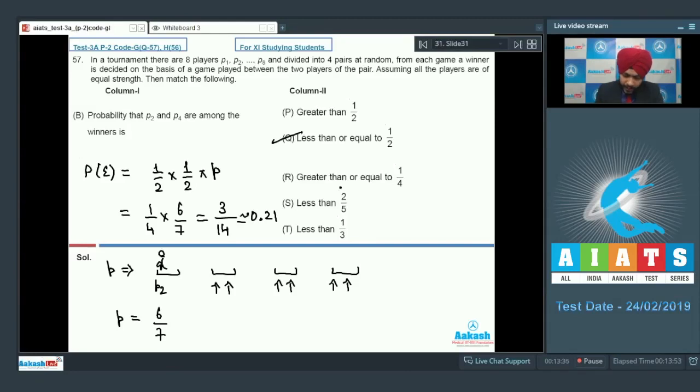P is wrong, Q is correct, R is wrong, S is correct, T is correct. So B matches with Q, S and T. Okay, so you have to consider the case very particularly. The first event, that is, not being in the same team, is multiplied by the corresponding probability of their winning by being present in different teams. Okay, let us move forward to C part.